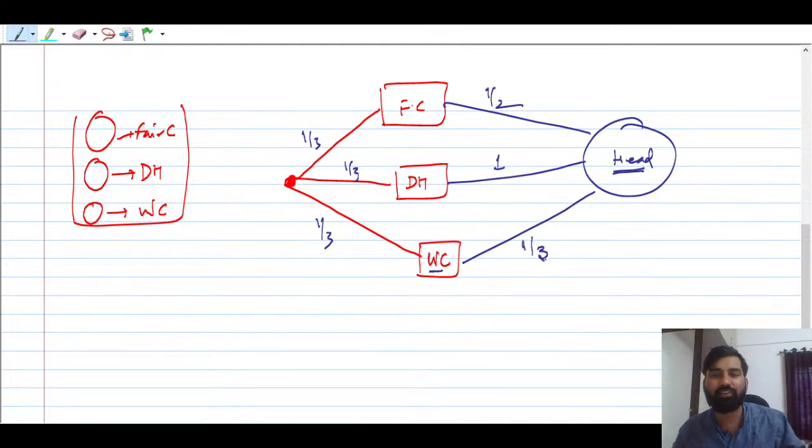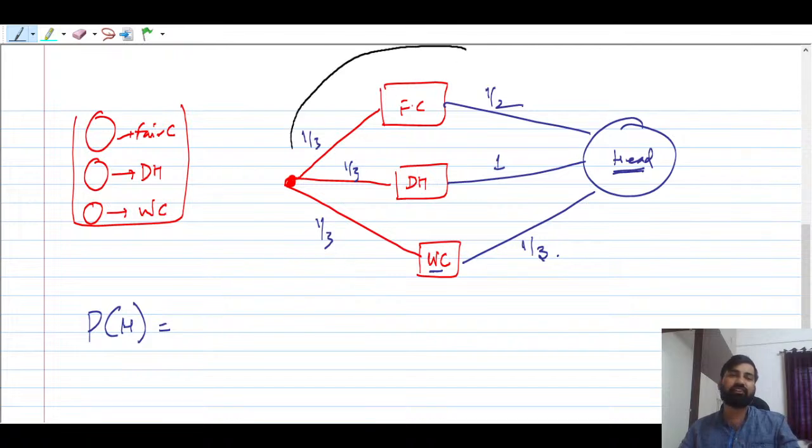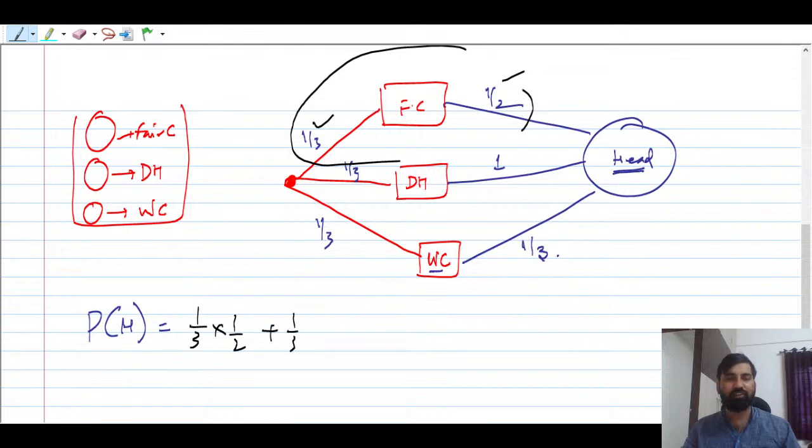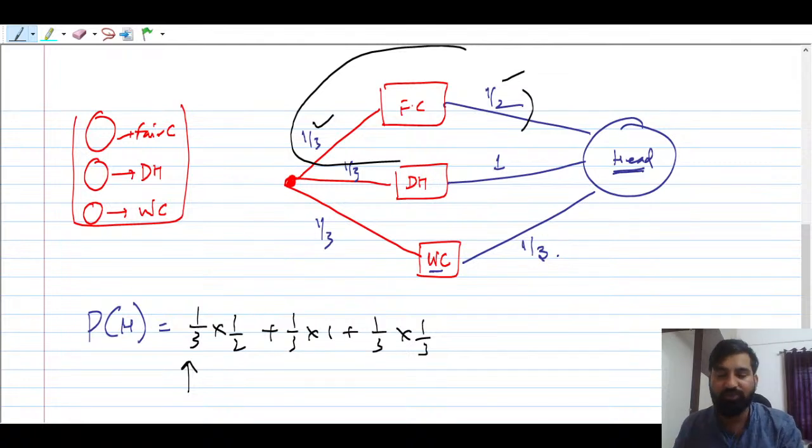They have given that it is 1 by 3. But what you have to find out here, as I told you, is the probability of getting head, according to the total probability theorem. You just multiply along the branches: 1 by 3 into 1 by 2, plus 1 by 3 into 1, plus 1 by 3 into 1 by 3. That means you take the initial belief times the conditional probability, and this will give you the answer. I think many of you might have understood this concept. Please remember this, it is one of the very important concepts.